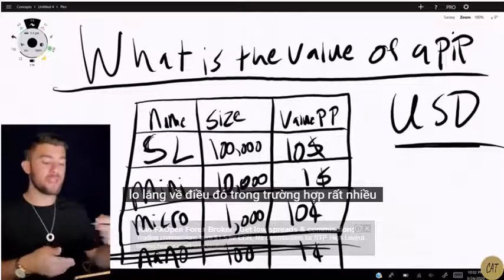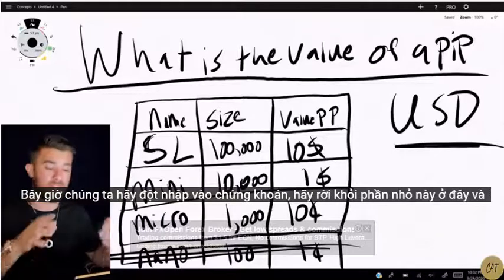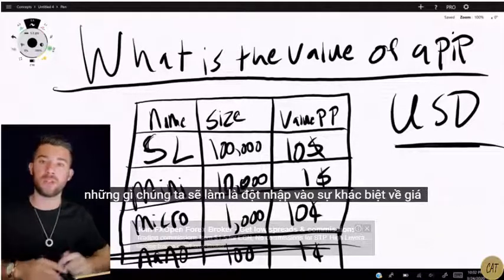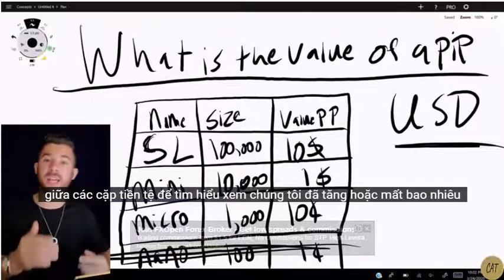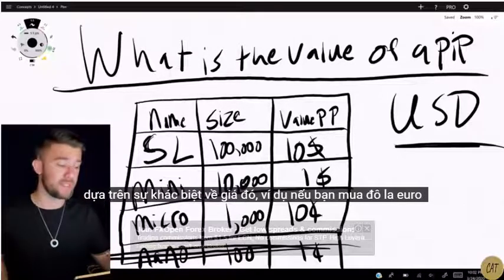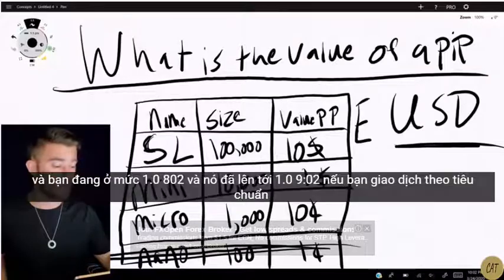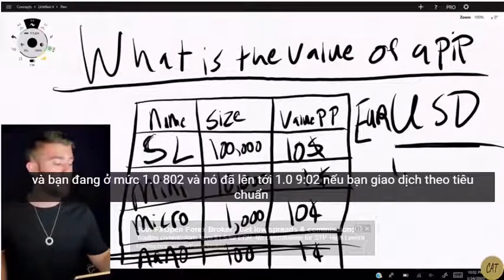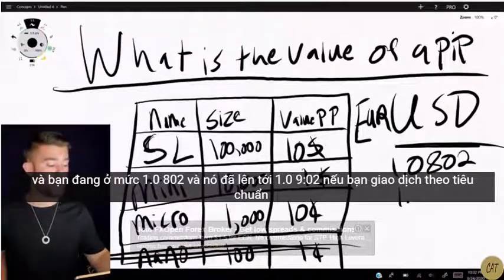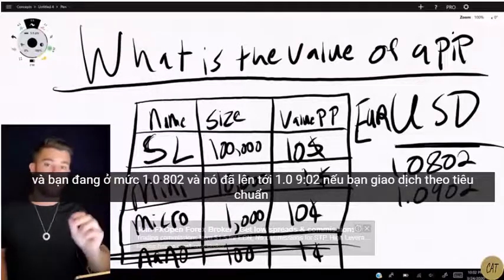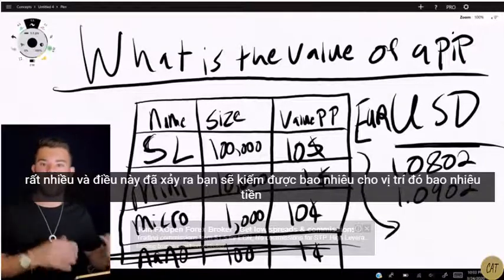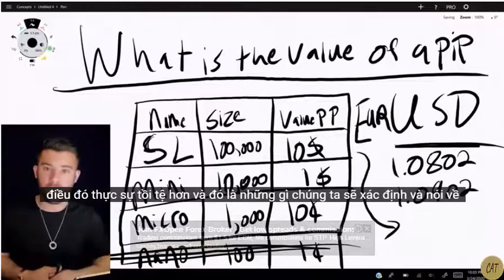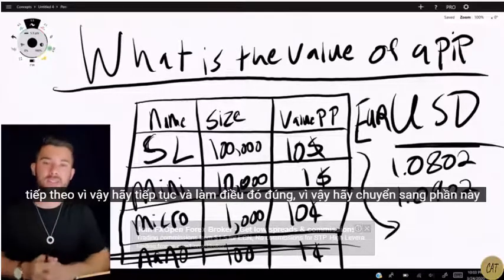So in the case of the other lots, let's get away from this little section here, and break into looking at the difference in prices between currency pairs and figuring out how much we gained or lost based on that difference in price. So for instance, if you bought the euro dollar, EUR, at 1.0802 and it went to 1.0902, if you were trading a standard lot and this happened, how much would you gain on that position? How much money is that actually worth? That's what we're going to determine up next.